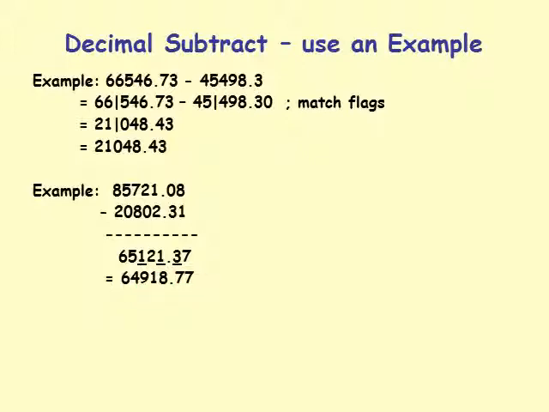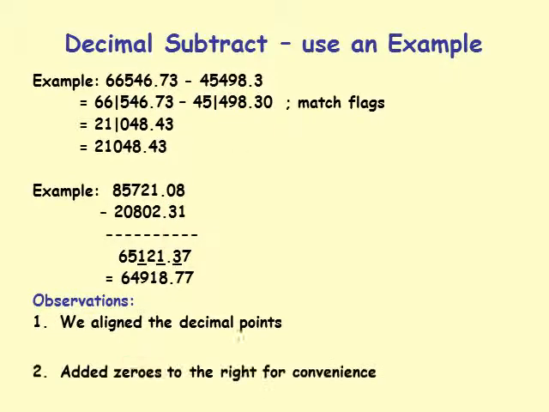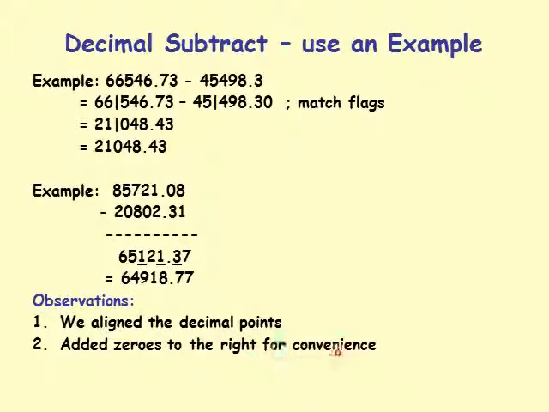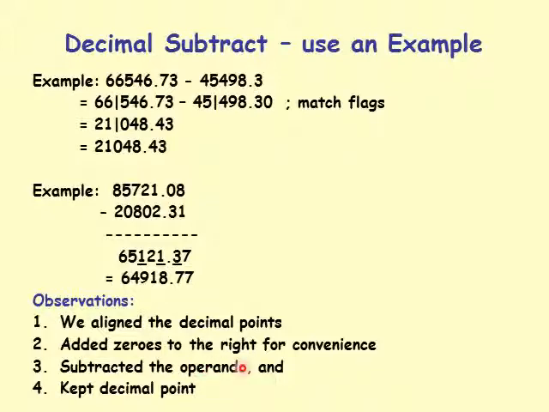Let us continue here. Observations. We align the decimal point. We just aligned here. Okay, we align here. Right here, align the decimal point. Add zeros to the right for convenience. We added 0 here for convenience. Then we subtract the operands. Since we are doing subtraction, we subtracted the operands and kept the decimal point. Okay? We subtracted the operands and kept the decimal point.